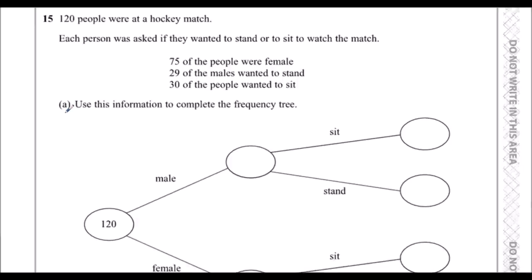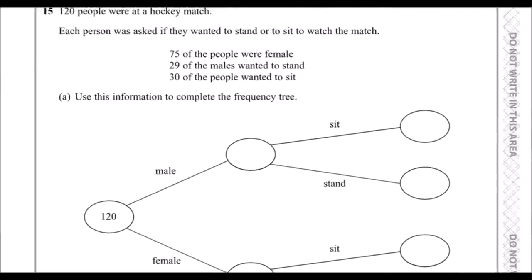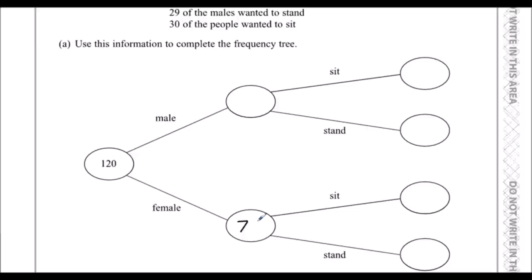Question 15. 120 people were at a hockey match. Each person was asked if they wanted to stand or to sit to watch the match. 75 of the people were female. So we're going to complete this frequency tree. If 75 are female, how many are male? So 120 take away the 75, or what do you have to add on to 75 to get to 120? 25 to get to 100, another 20 to get to 120, which makes it 45.